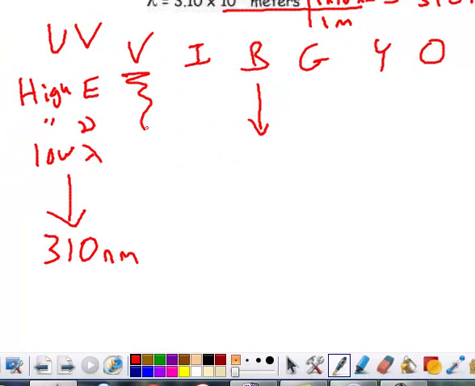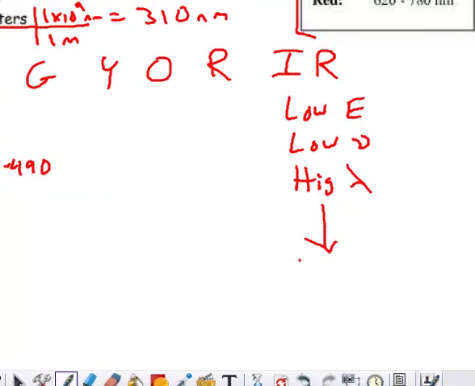Because you can see violet on our chart here is 400 to 720. So blue is about 440 to 490. And then infrared is going to be greater than 780, right around there.